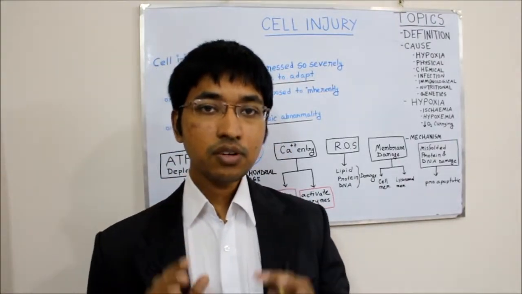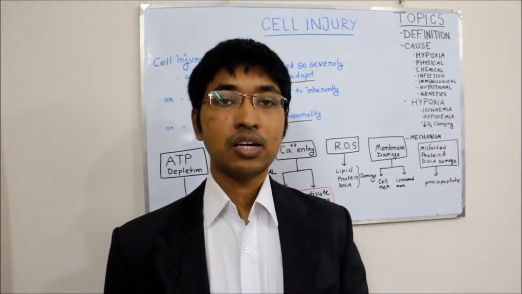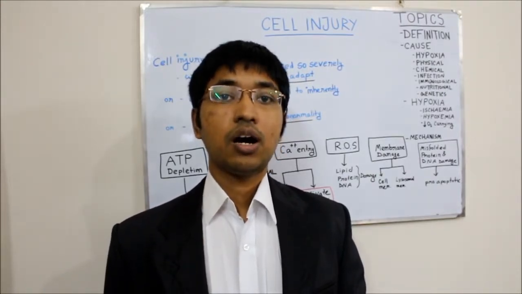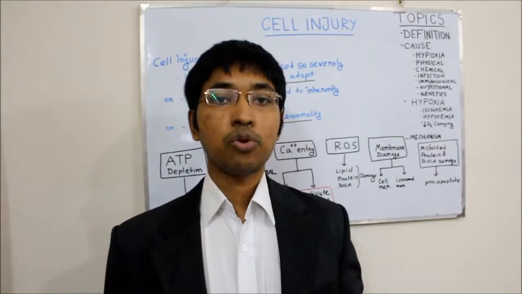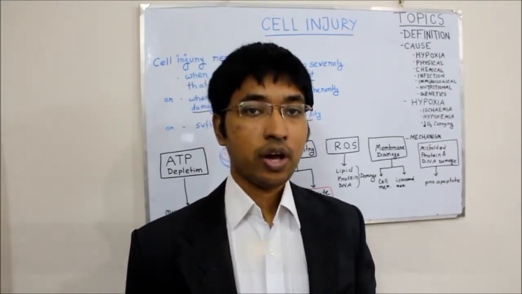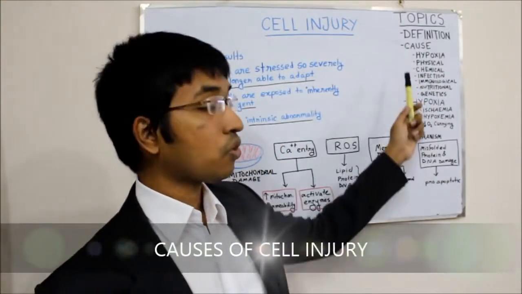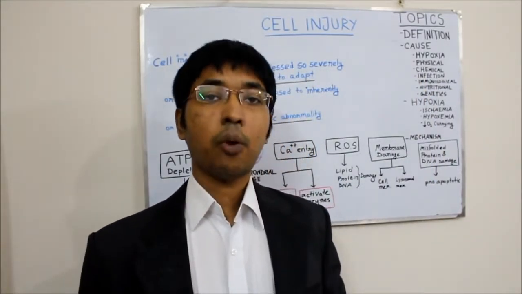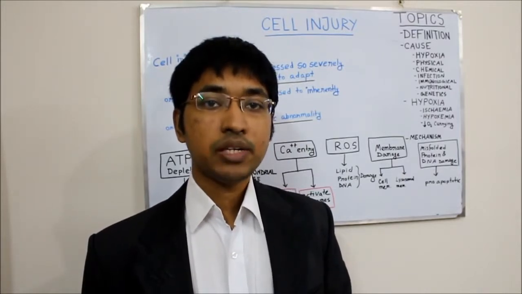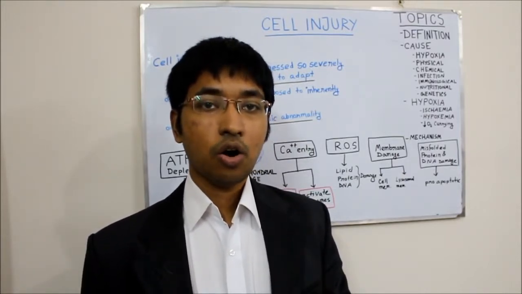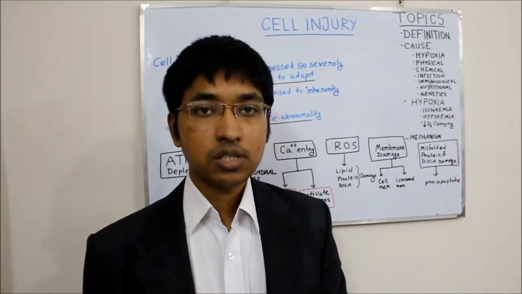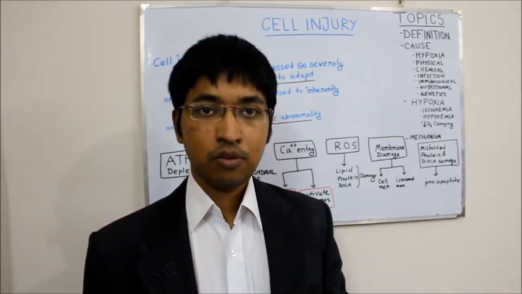Okay, now that we have cleared the definition of cell injury, we will discuss the common causes of cell injury. As you can see, I have written a lot of causes. The first cause is hypoxia. So what is hypoxia? Hypoxia means lack or reduced amount of oxygen in the tissue, and we will discuss that after a while.